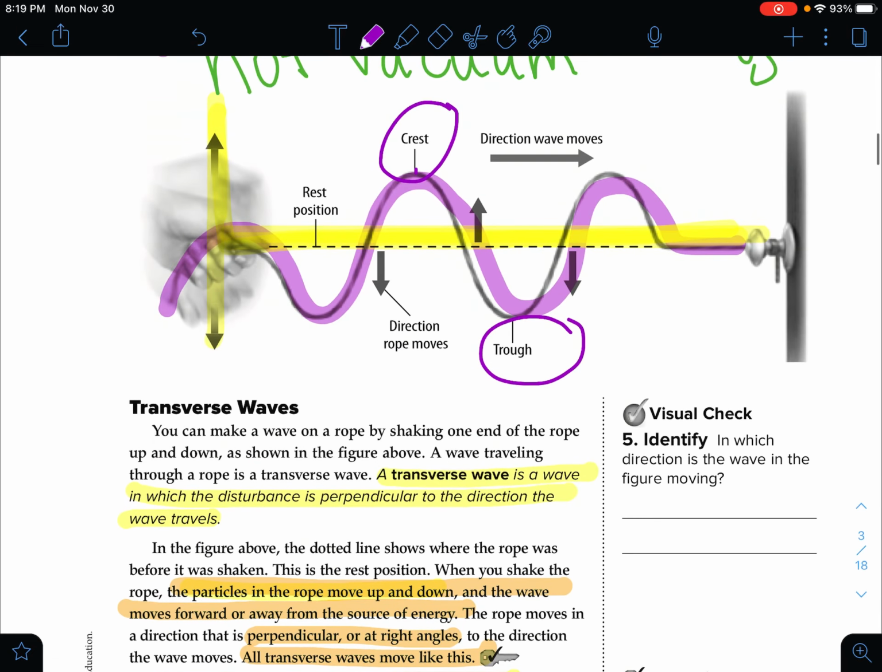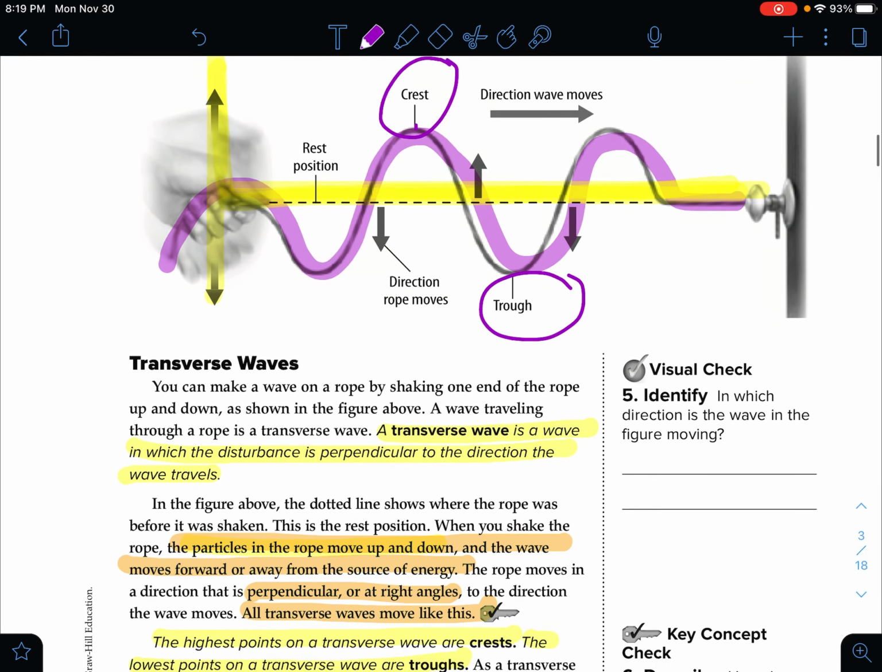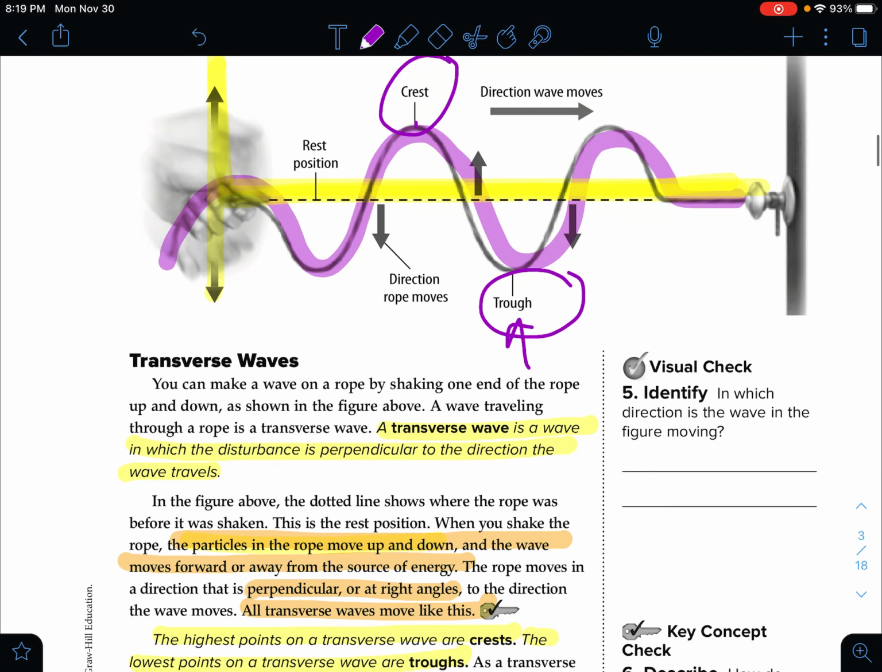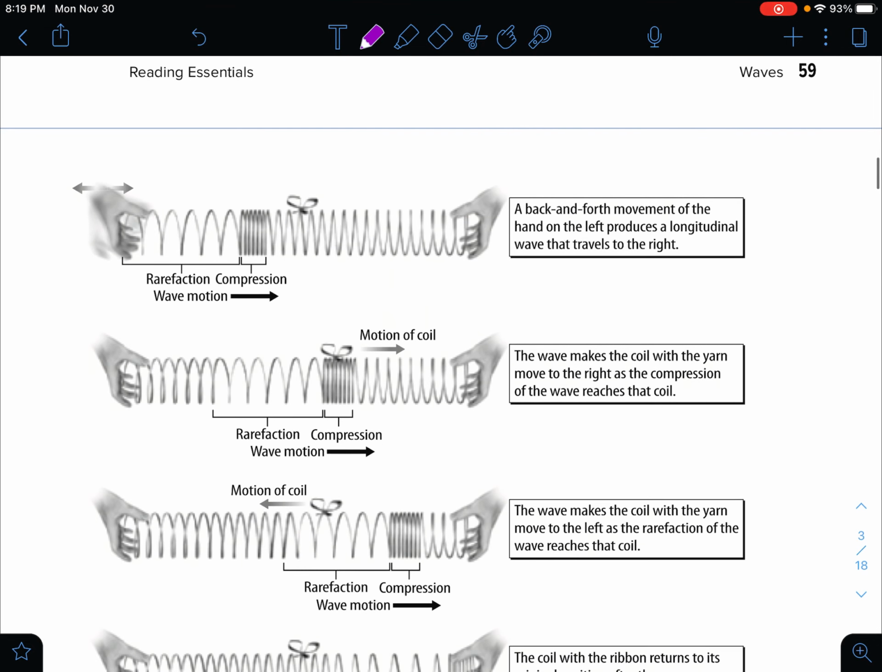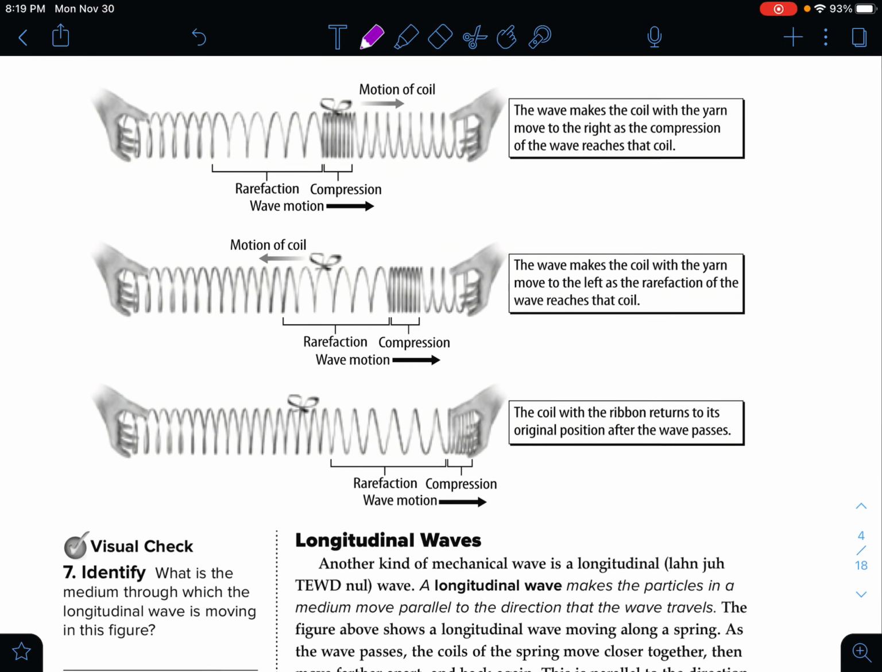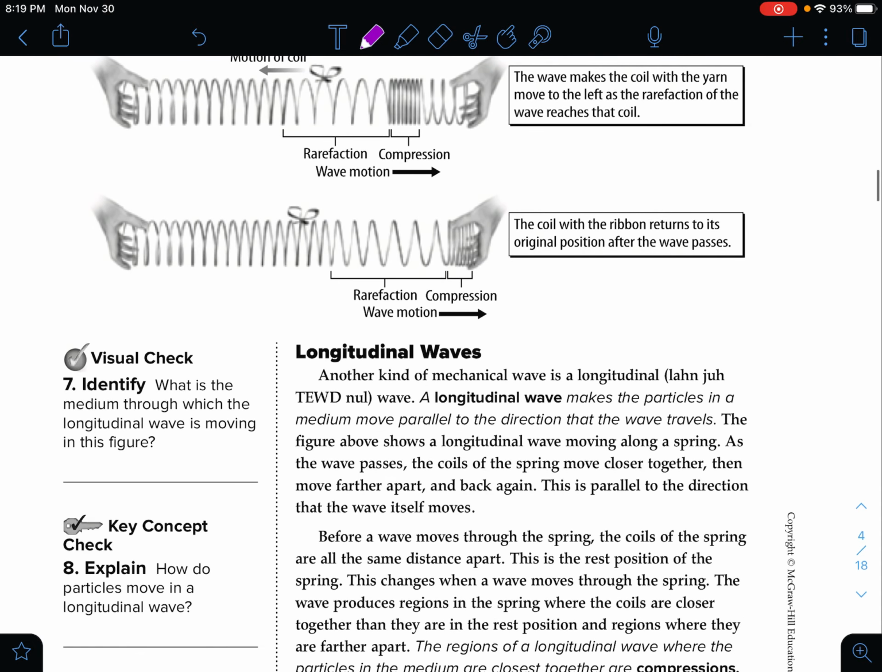Okay, so up and down and up and down. When it's up, the top part up here is a crest. The down part right here is a trough. All right. So then this is a slinky, right? Okay, so this is another kind of wave, and this is a longitudinal wave.